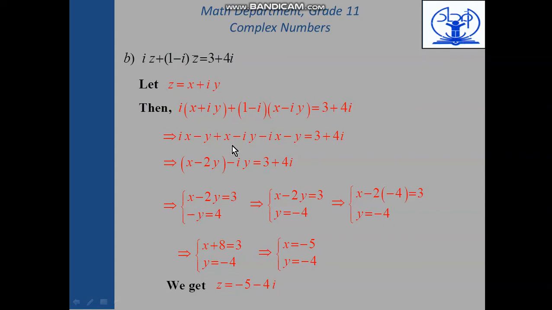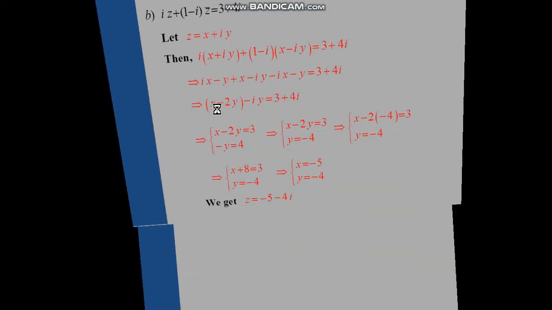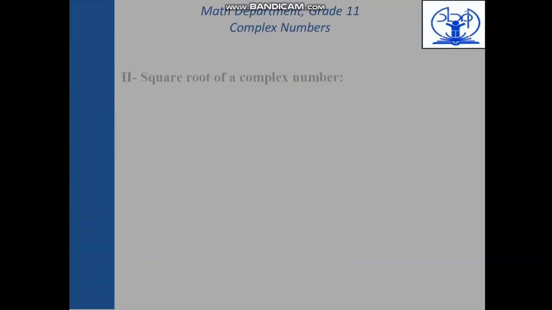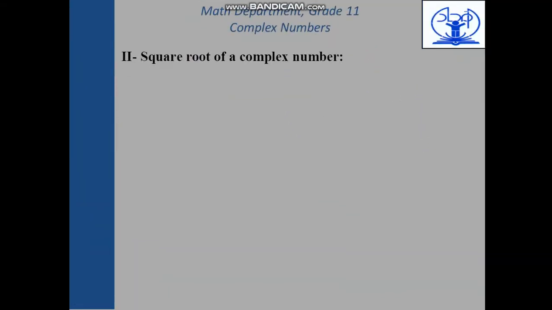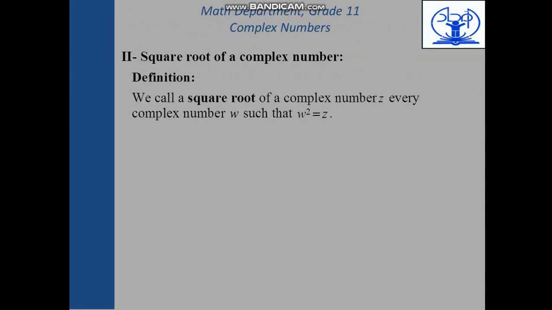This one is the algebraic form of the solution of this complex equation. Square root of a complex number. Definition: we call a square root of a complex number z every complex number w such that w squared equals z. So the square root of a complex number is also a new complex number, verifying w squared equals z.